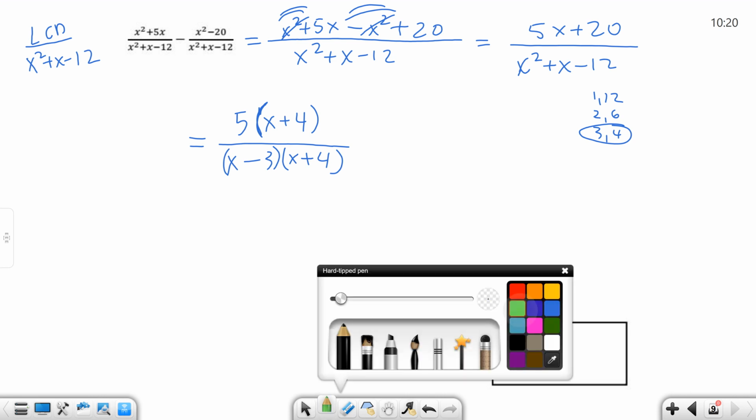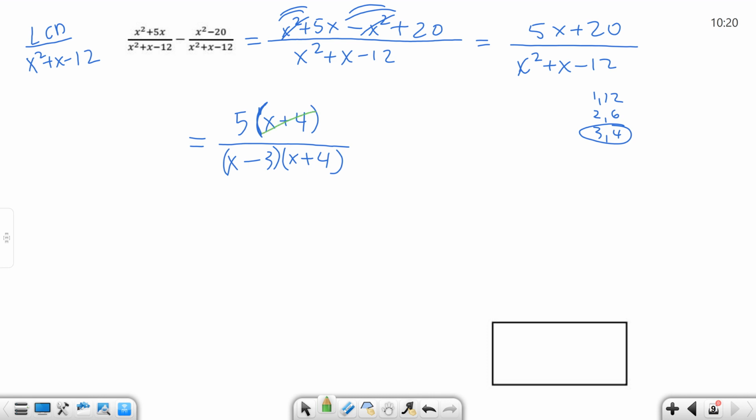And finally, can I divide anything out? Well, the 5 doesn't have anything in common with it. The x plus 4, and I'm always going to work my way across. This factor, and if I have another factor, I'm going to work my way across. All right? So x plus 4 and x plus 4 divides out because those are identical x plus 4s. Okay? And so we end up with 5 over x minus 3, and there's nothing else I can do there. So 5 over x minus 3.